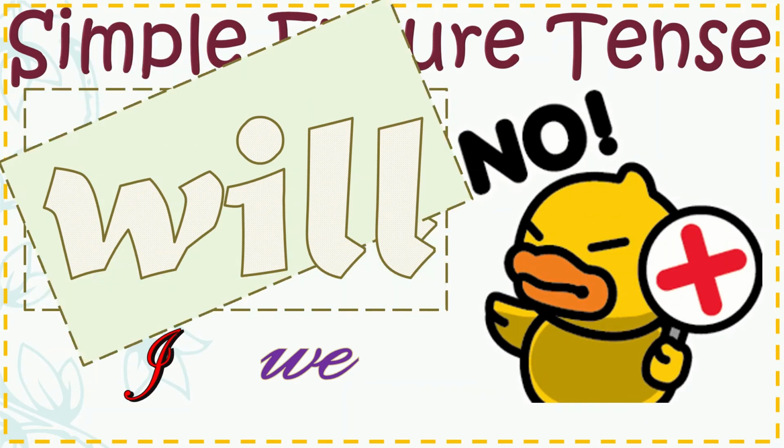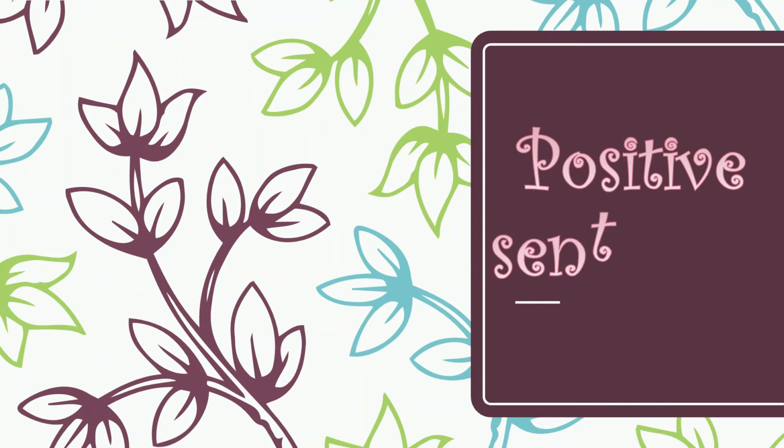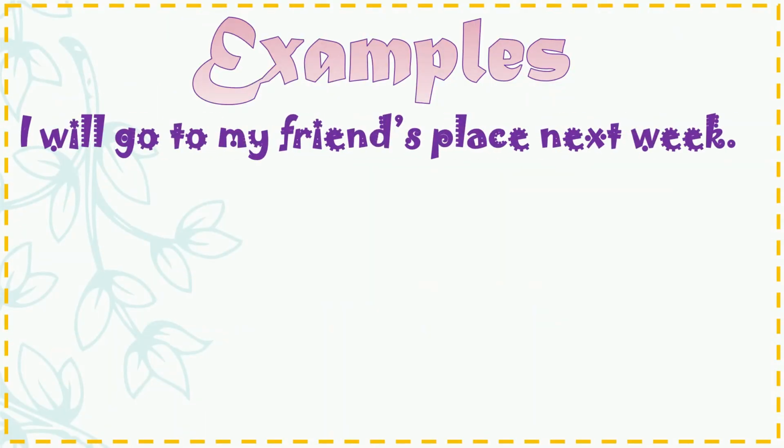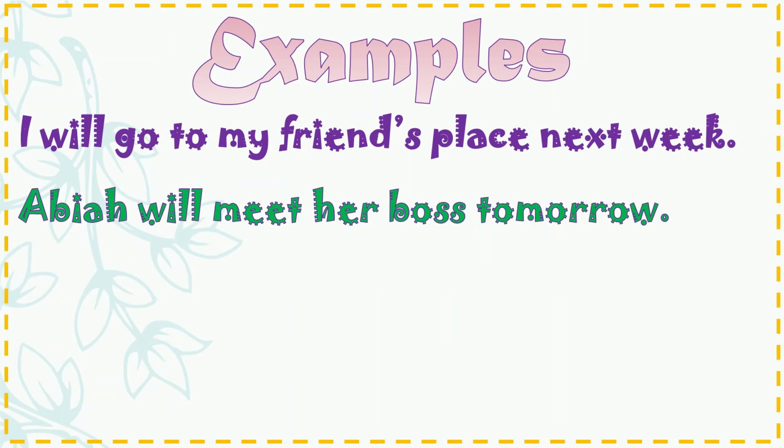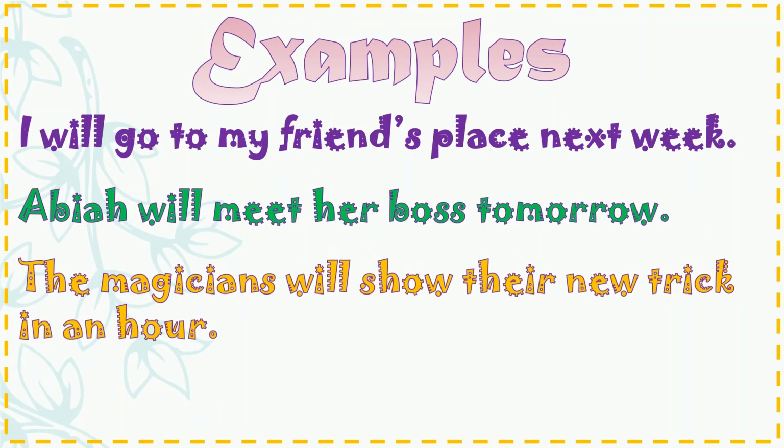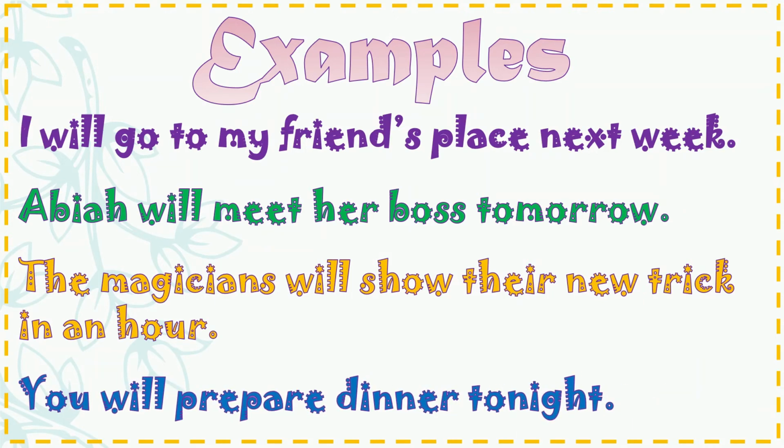Alright, now let's move on to examples. We are going to discuss positive examples first. I will go to my friend's place next week. Abiha will meet her boss tomorrow. The magicians will show their new trick in an hour. You will prepare dinner tonight. Here, what have I used? Yes, I just have used will with the first form of verb.